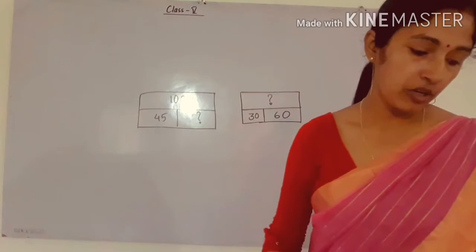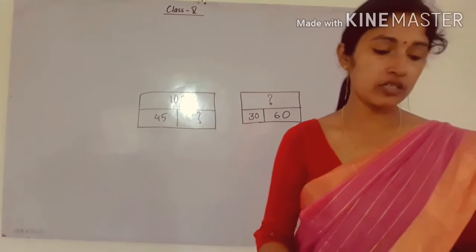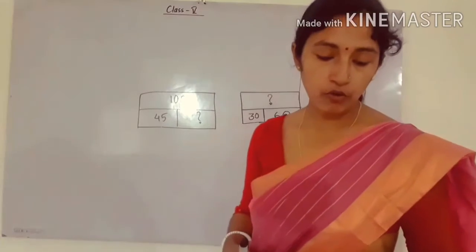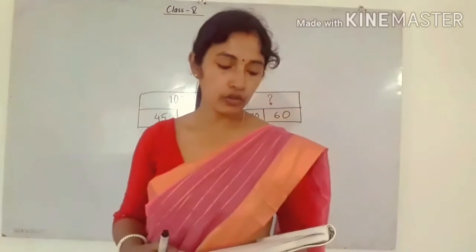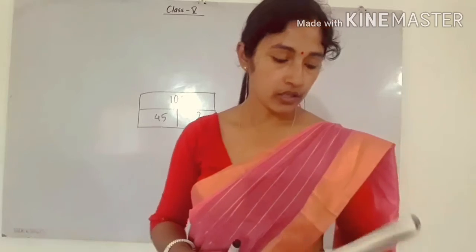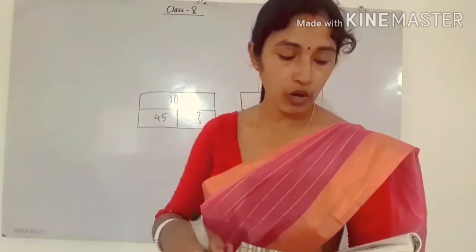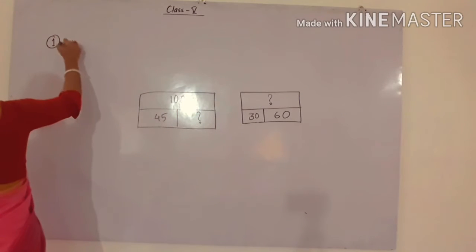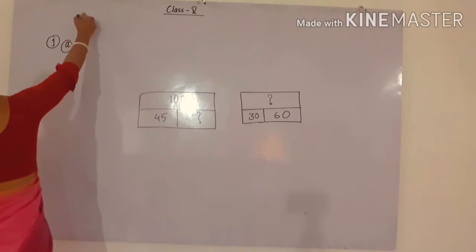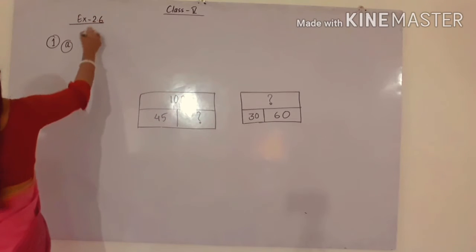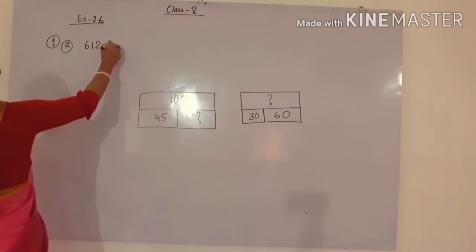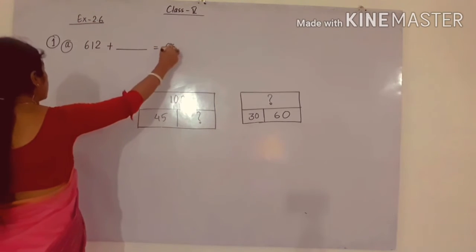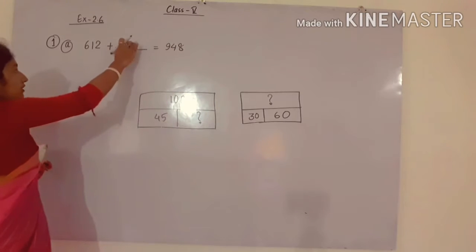So let me do some questions from exercise 2.6. See, question number 1, you have to do it using models. For example, in question number 1a, 612 plus dash is equal to 948. So you have to find this question mark.